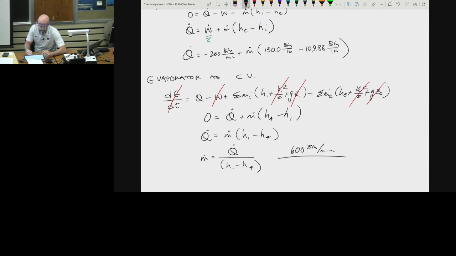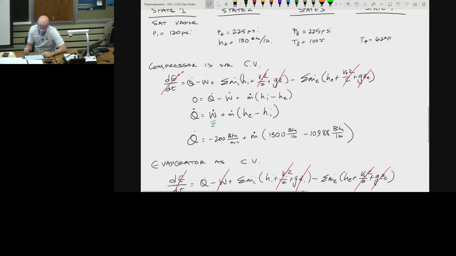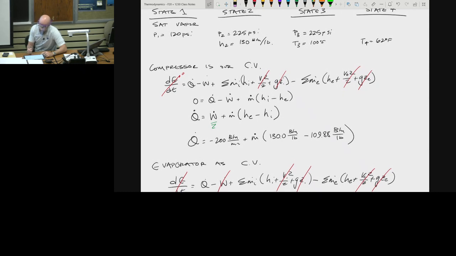H1, I know from a previous statement, is going to be 109.88 BTUs per pound. H4 is the same as H3. So I'm going to look up H3, and I want to save a little bit of time here. At 225 psi, 100 degrees Fahrenheit, I'm going to find that at 225 psi, I saturate at 104.82. So that means I am a liquid.